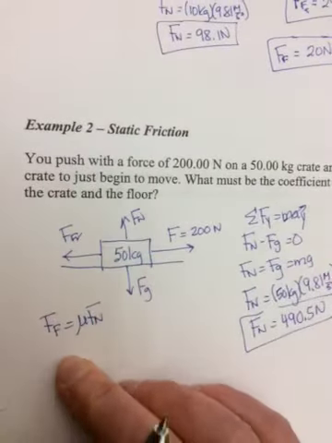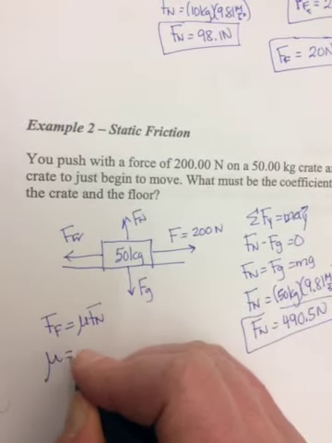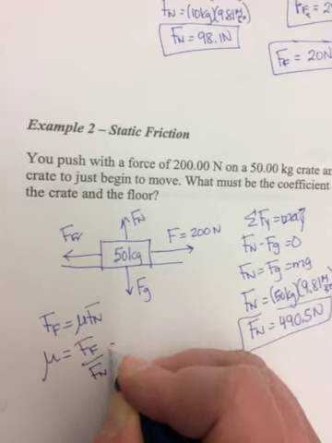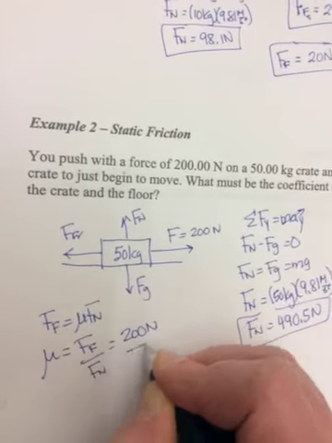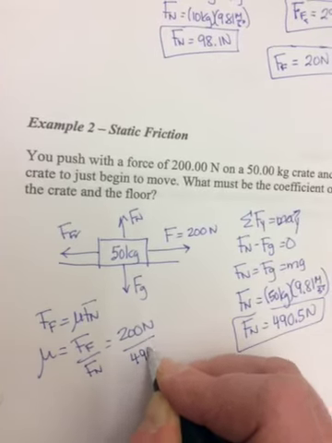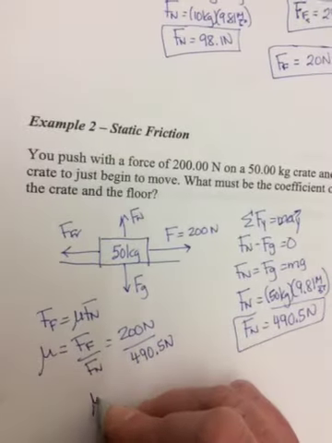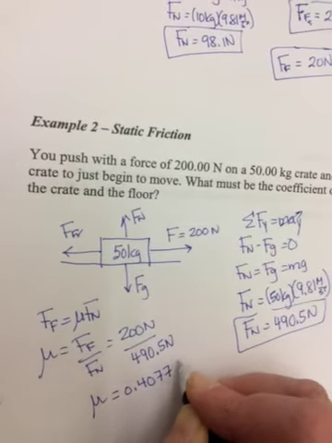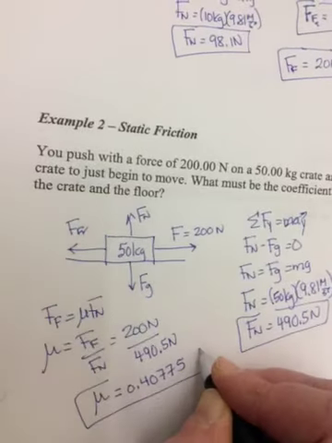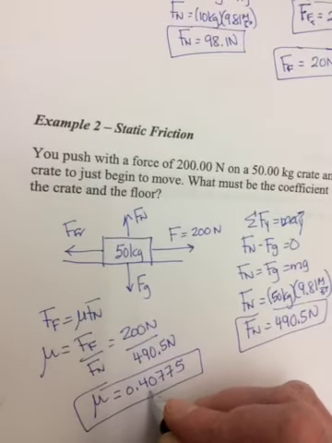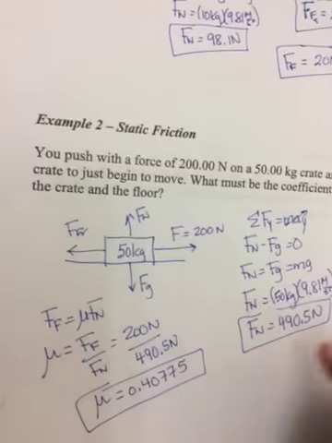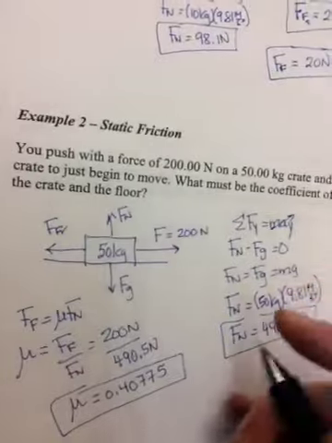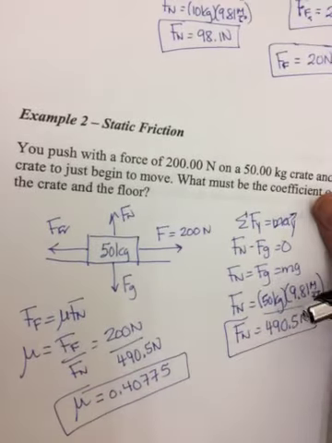So then we come back to this equation and we can solve for our mu now. It's going to equal friction divided by the normal force. So 200 newtons divided by 490.5 newtons. The newtons cancel and you get 0.40775. Now when you're solving for mu, please do not round this to 0.4. When a number is really tiny, rounding becomes really significant. So always for coefficients, keep 4 or 5 decimals, okay?